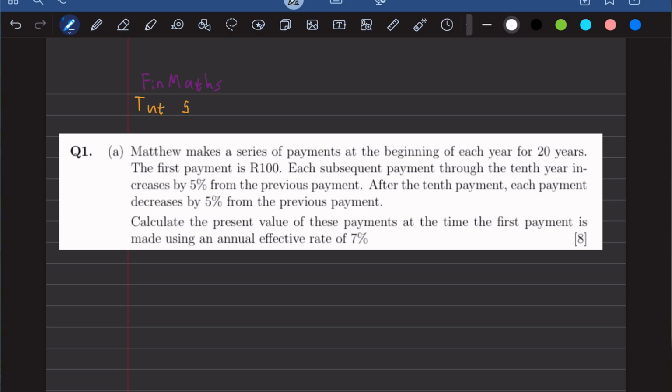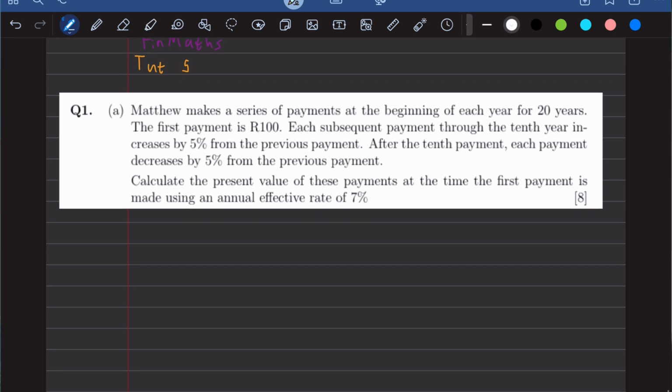Okay, so question 1 says Matthew makes a series of payments at the beginning of each year for 20 years. The first payment is 100 Rand. Each subsequent payment through the 10th year increases by 5% from the previous payment. After the 10th payment, each payment decreases by 5% from the previous payment. Calculate the present value of these payments at the time the first payment is made, using an annual effective rate of 7%.